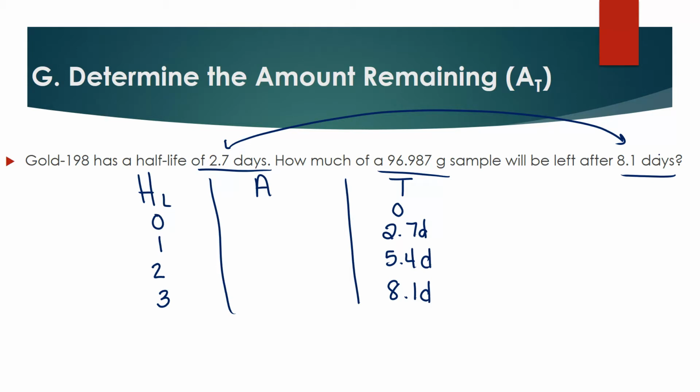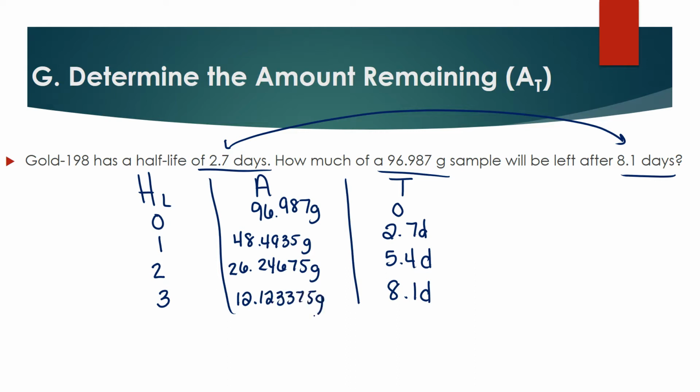We know that we started at 0 days. We had 96.987 grams of this material. We're going to figure out how much is left, so that means we're going to decrease it. We're going to divide it by 2 each time. So taking that and dividing by 2, we get 48.4935 grams. Dividing that in half again, we get 24.24675. Divide in half again, we get 12.123375 grams. So it's asking how much will be left. This is how much that will be left after 3 half-lives have gone by.